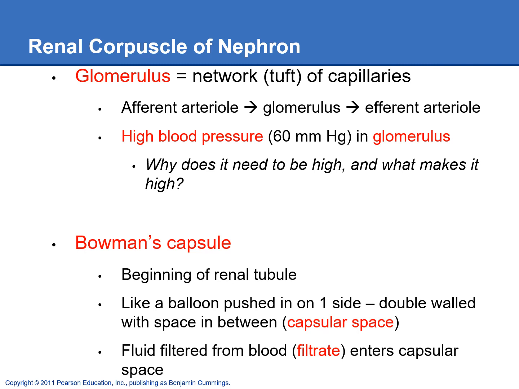The reason the blood pressure needs to be so high is that if you have higher blood pressure, you can push more fluid from the blood out into the Bowman's capsule to make your urine. So blood pressure has to be high so we can filter more of the blood. And let's take a look at a picture to show you what makes the blood pressure so high in the glomerulus.